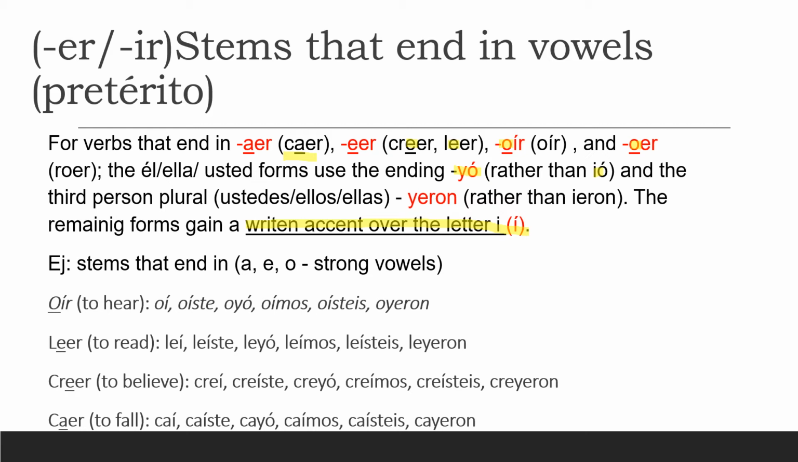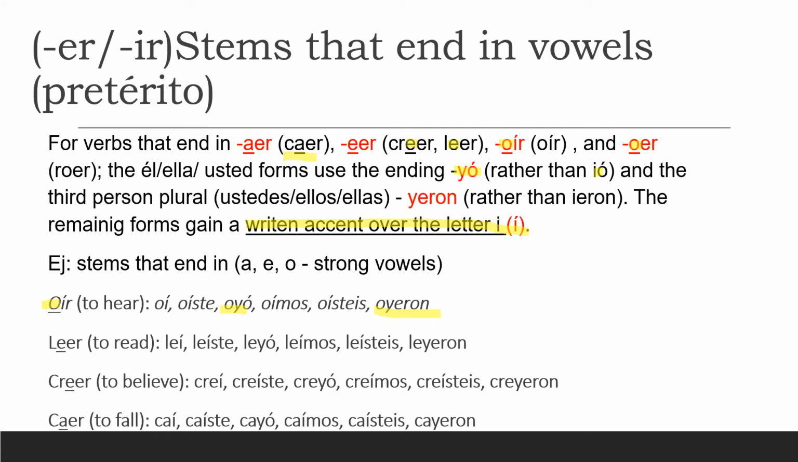So let's see the verb oír. It's an IR verb, and when I drop the IR, what do I have? I have the vowel O. So this is how I conjugate. Oí, accent mark over the I, oíste, but the él, ella, usted form and the ellos, ellas, ustedes form, you're going to switch the I to a Y. Oyó, oímos, oyeron.